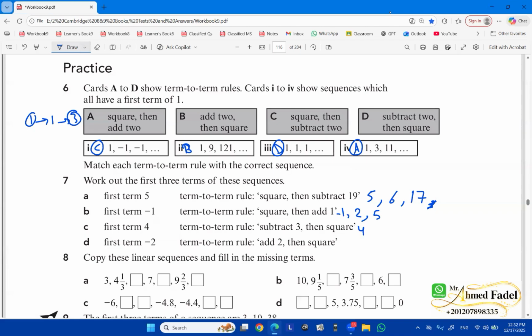First term is 4. Term to term rule, subtract 3 becomes 1, right? Then square it becomes also 1. Subtract 3 from the 1 becomes -2. Then square it becomes 4.